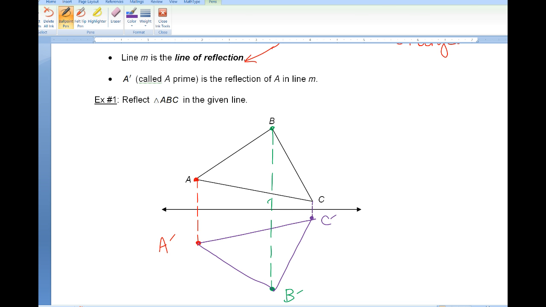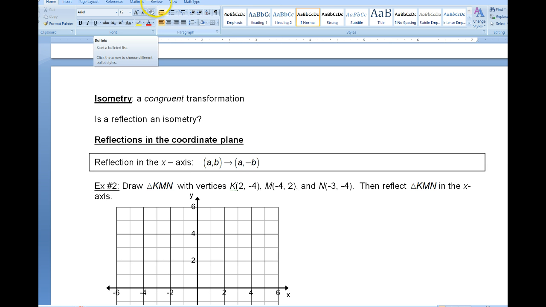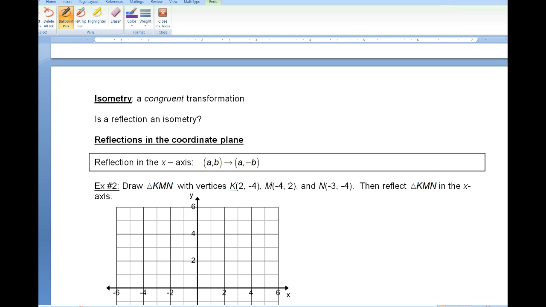That's cool. So let's take a look. When we have a transformation that is congruent, we call that an isometry. Isometry is a congruent transformation. There are other transformations that are not congruent. So for example, we may or may not get to dilation. Dilation is when you take a shape and you make it larger or smaller. So in those cases, it would not be congruent because the sides would get larger or smaller.